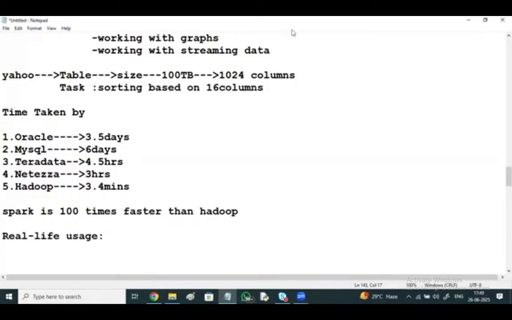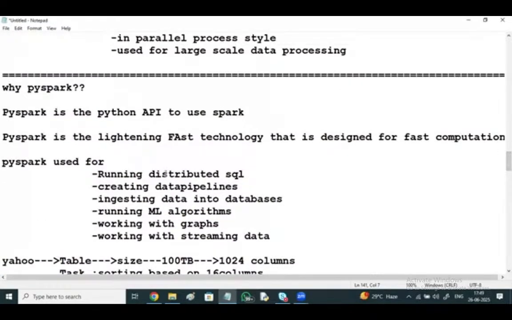Yes, one doubt, sir. See, in this example, sorting of columns in the database table, is it the database table? Yes, take a table of 100 TB of 1,024 columns. But do people use Spark for it? I thought they rely on the database itself, right? Sorting of the data. Spark can perform everything. Spark SQL is there, running distributed SQL.